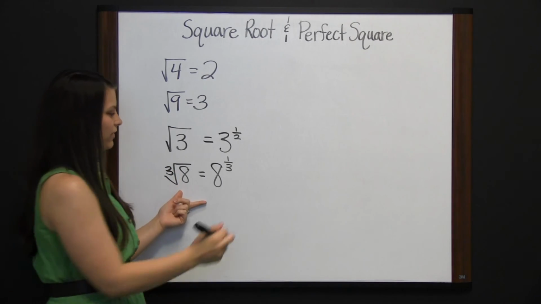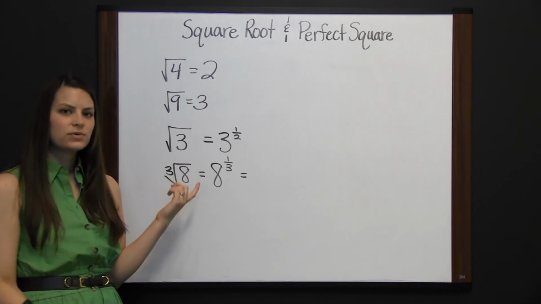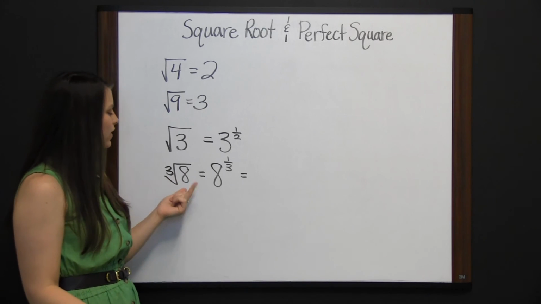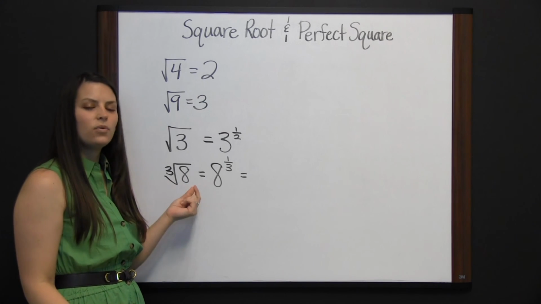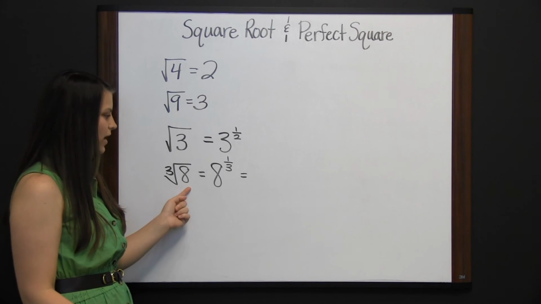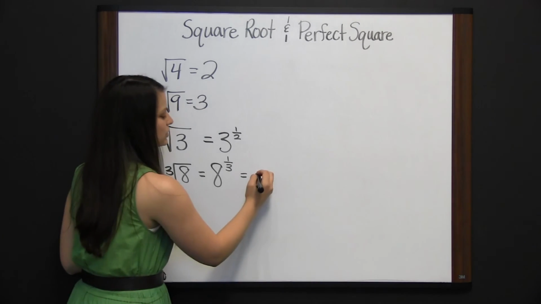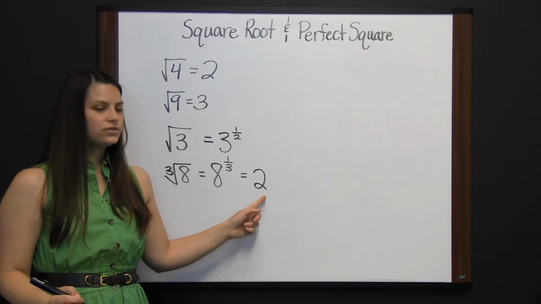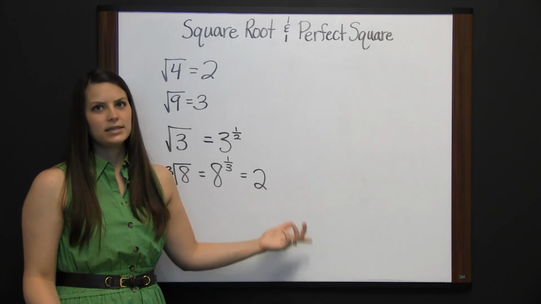And the cube root of 8 is very similar to finding the square root of a number, but when you find the cube root, you're finding what number times itself 3 times gives you 8. So the cube root of 8 is 2, because 2 times 2 times 2 is 8.